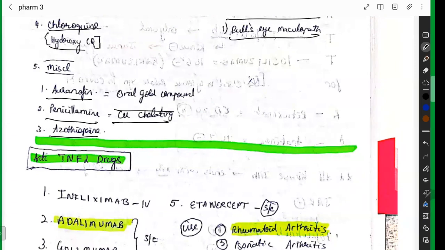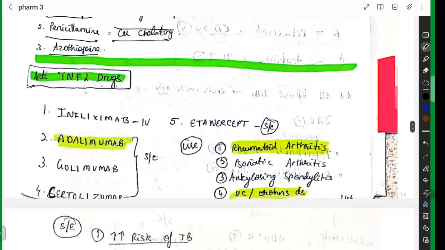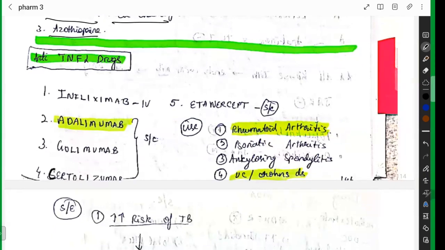Last but not least, you have to know some TNF alpha drugs, the tumor necrosis factor alpha drugs. Number one, infliximab, adalimumab, golimumab, certolizumab. You have etanercept. Why do you have to know this? They are used in rheumatoid arthritis, and they are also used in psoriatic arthritis.